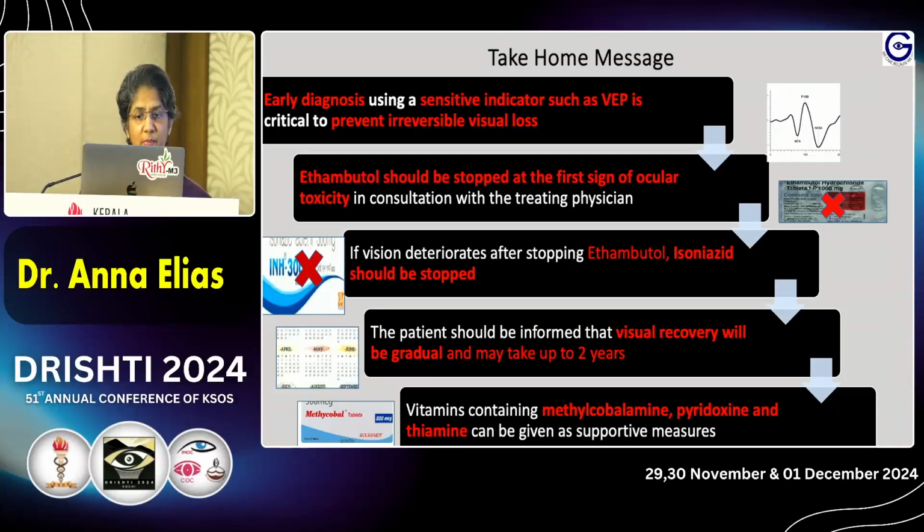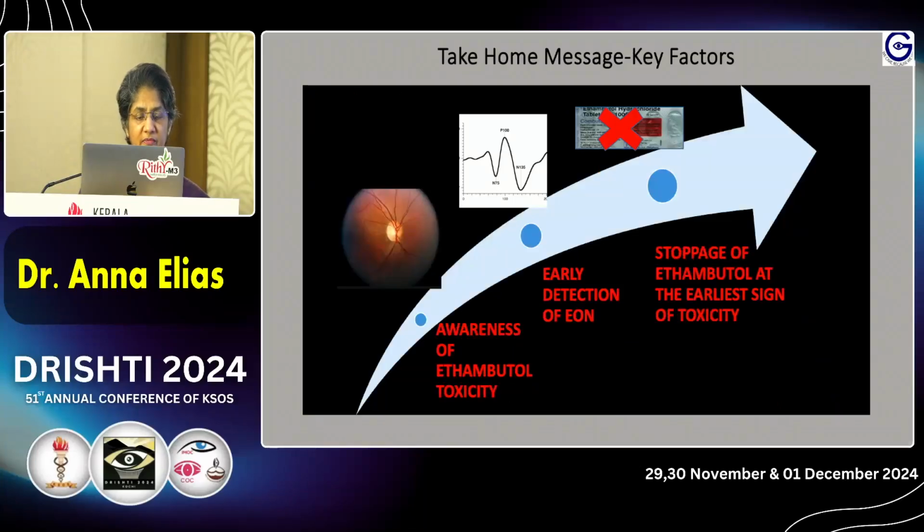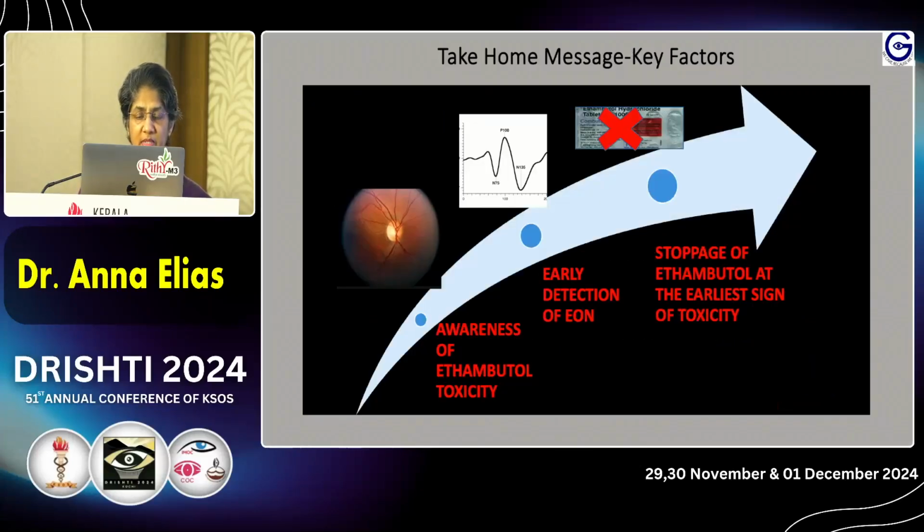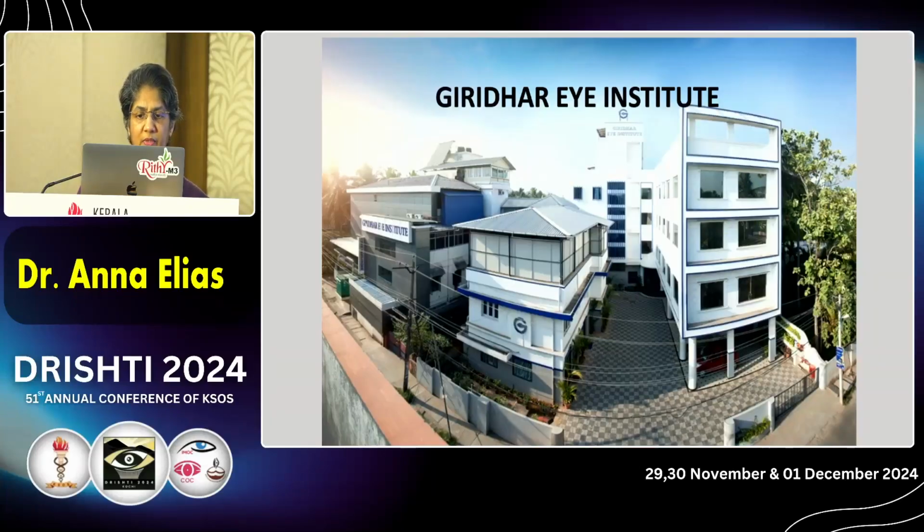Ethambutol should be stopped at the first sign of ocular toxicity. If vision deteriorates, INH should also be stopped, and patients should be informed that the visual recovery may be gradual and may take up to 2 years, with supportive treatment in the form of vitamins. The key factors are awareness of ethambutol toxicity, early detection of ethambutol toxicity, and stoppage of ethambutol at the earliest sign of toxicity. Thank you.